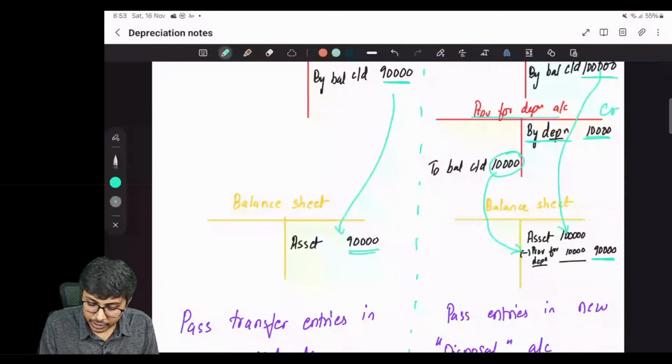There is an illustration 9. If you see that, you will understand. So again I'll repeat, if you are preparing disposal account, transfer the asset balance to the disposal account, transfer the depreciation balance, that is whatever balance is there in the provision for depreciation account, to the disposal account, and calculate the profit or loss. We will see a couple of illustrations, 7 and 8. You will understand how it is done. Then we will see the other topics quickly.